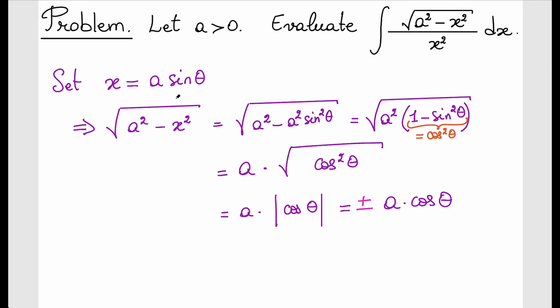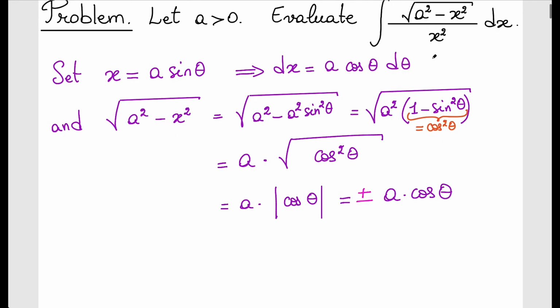Okay, and then, so if x is a sine theta, what is dx? What is dx? The differential of x. dx is a times the derivative of sine, which is cosine theta, d theta, right? Correct? So this implies this, and it's also implied by this.